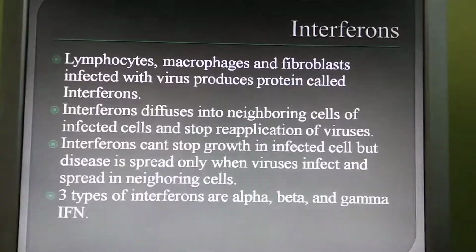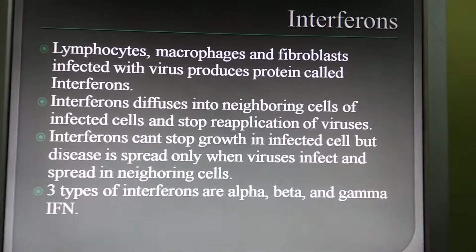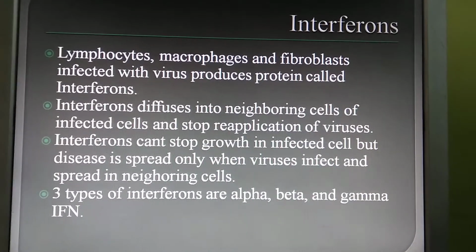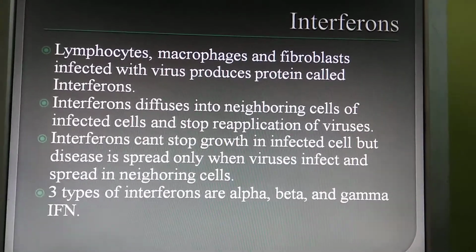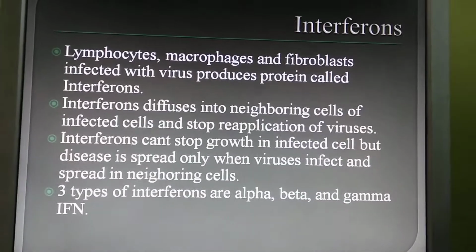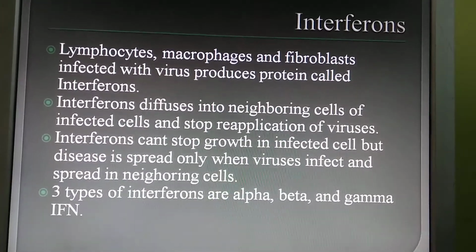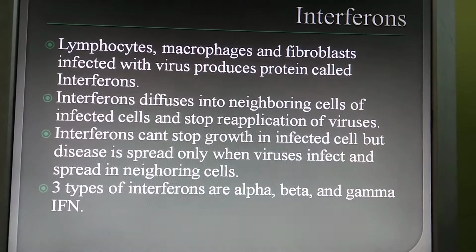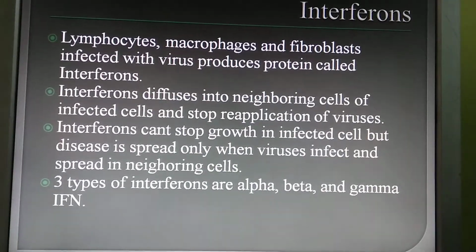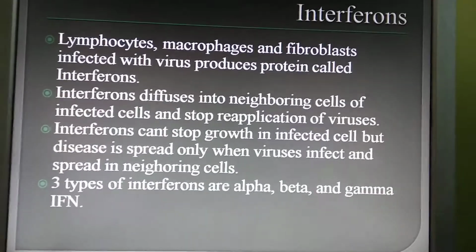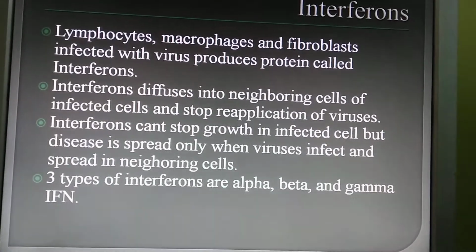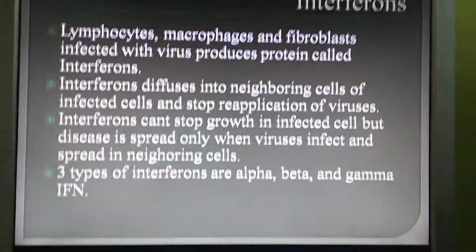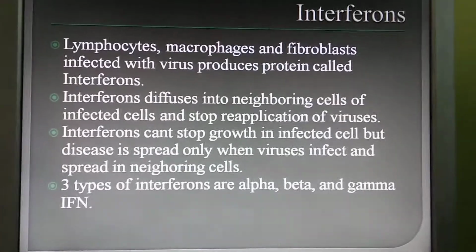Interferons: lymphocytes, macrophages, and fibroblasts infected with a virus produce a protein called interferon. Interferon diffuses into neighboring cells of the infected cells and stops replication of the viruses. Interferon cannot stop growth in the infected cell, but disease spreads only when the virus infects and spreads in the neighboring cells. This interferon protects neighboring cells from infection. Three types of interferons are present in the body: alpha interferon, beta interferon, and gamma interferon.